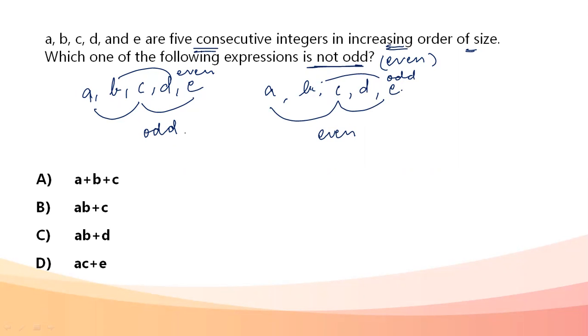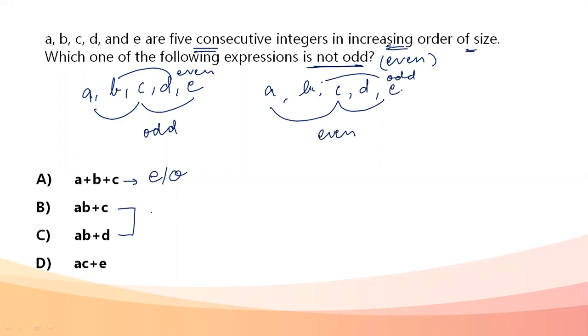Let's see what the options are. Option A is A plus B plus C. It has either two odd and one even, the first case, or two even and one odd, according to the second case. Therefore this addition can either be even or odd. It is not going to give me any clarity. Similarly, option B and C also.